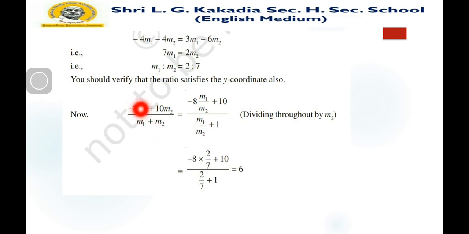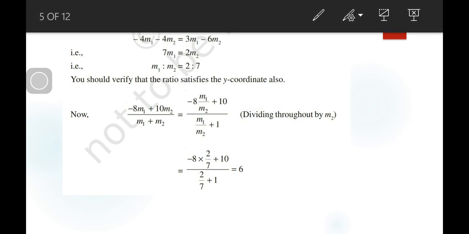Why have we divided by m2? Because we have the ratio m1 is to m2 equal to 2 upon 7, so we want to find the ratio m1 upon m2, so that we can put the value 2 is to 7. So minus 8 into 2 by 7 plus 10, upon 2 by 7 plus 1, which is equal to 6. Hence we can verify such problems.